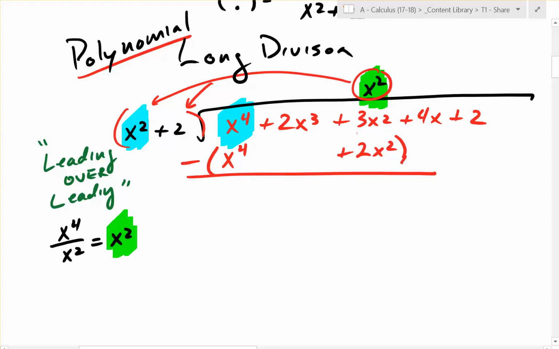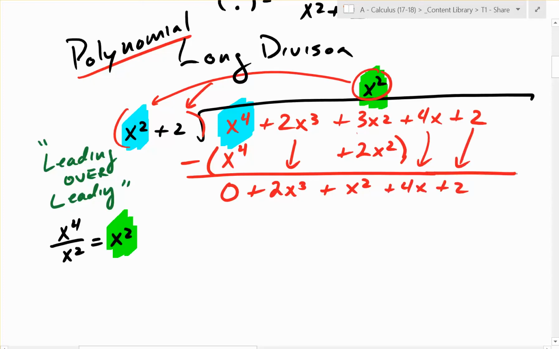Let's now do the subtraction. X to the 4th minus x to the 4th is 0. There's no x to the 3rd term here, so you're still going to be left with 2x cubed. Well, 3x squared minus 2x squared is x squared. And then this drops down. You have plus 4x plus 2.